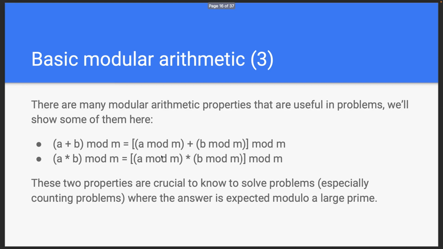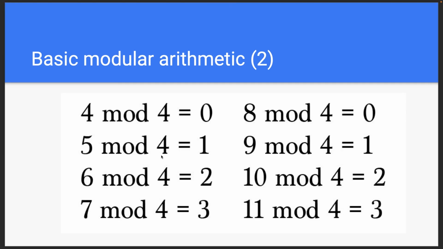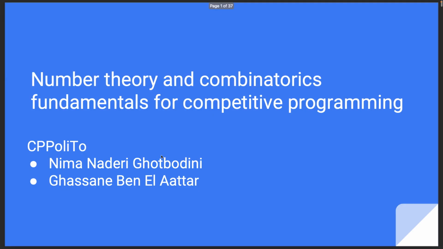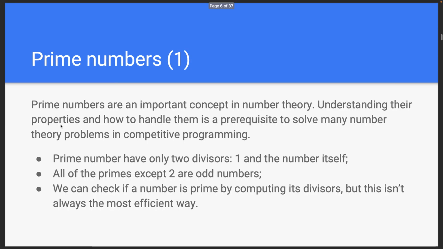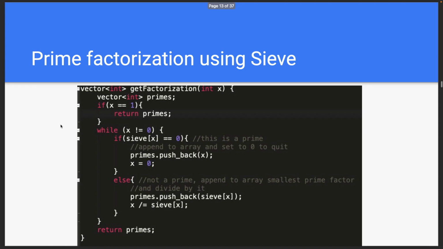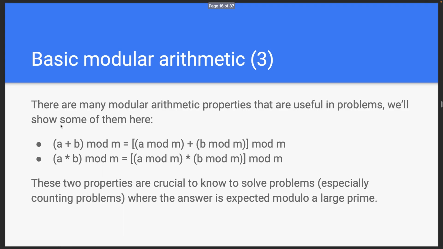And then how to do this in a language? In C++ it's just the percent operator, as I showed before here. This n % i is basically the remainder of the division between n and i. This is how to implement the modulo operator in C++, for example, but it should be the same in other languages.